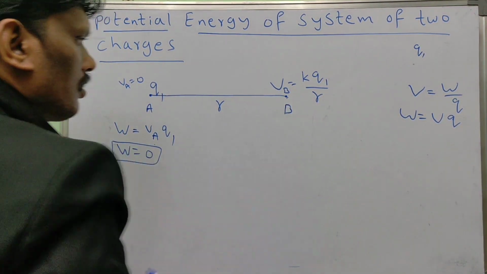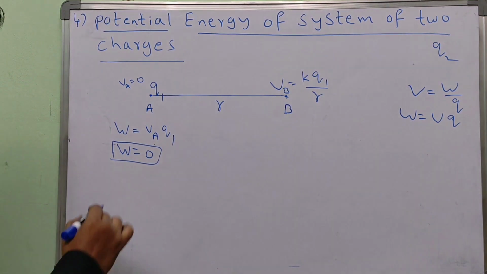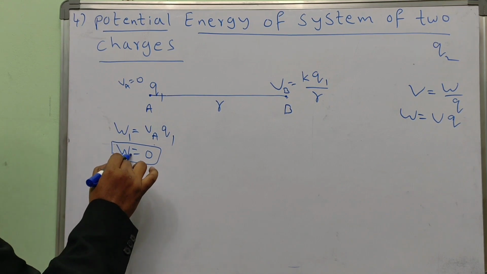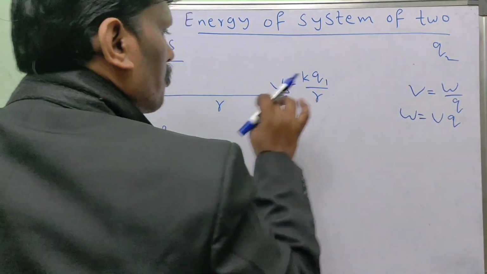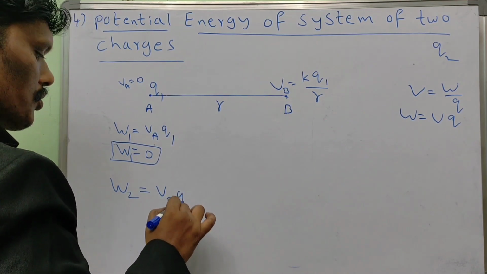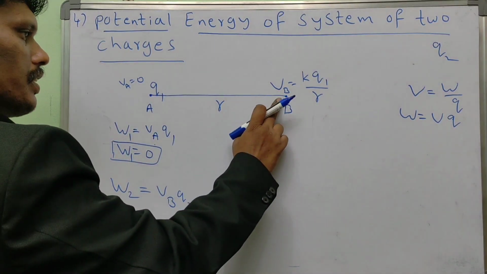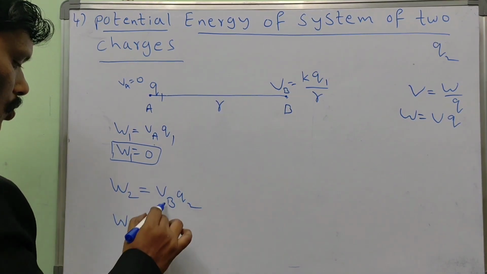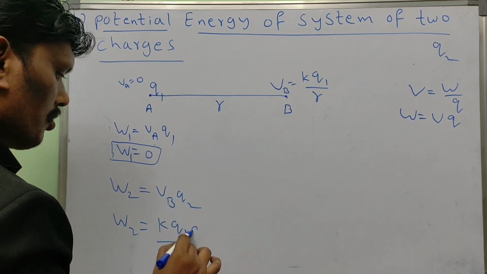Now what is the work done to bring Q2 charge from infinity to point B? This is the work done to bring the Q1 charge, that is 0. Now I am going to calculate the work done to bring the Q2 charge from infinity to point B. So the potential at point B is VB and the bringing charge is Q2. Now W2 is equal to VB into Q2. What is VB? K Q1 by R into Q2.